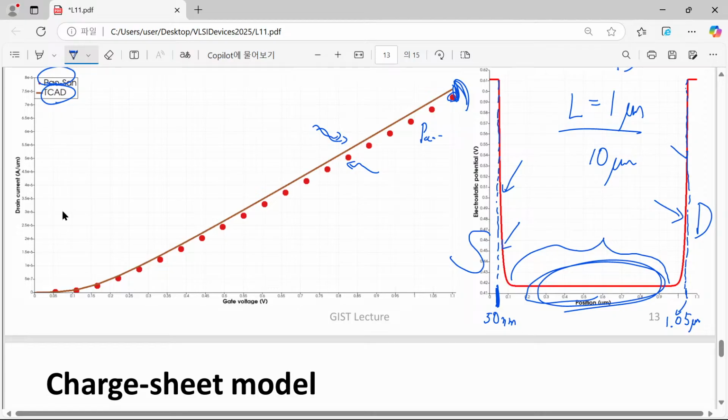We will try to introduce further simplification to this Pao-Sah double integral. So please do your study in your dormitory room, and let's have a look at it once again. Okay, thank you.